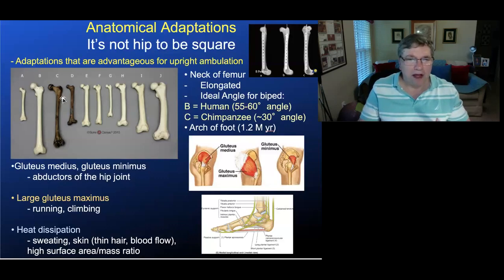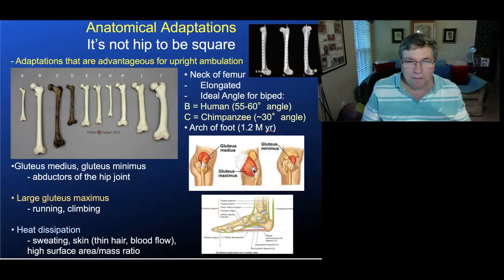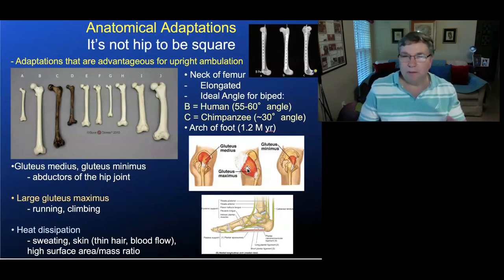So we don't have that square hip joint. That neck of the femur is ideal for being a biped. Heat dissipation allows us to run. The gluteus maximus in humans is maximus. It's large. In a chimpanzee, it's not. It's really very small. So if you think about, well, is my butt big? Or it's supposed to be big.